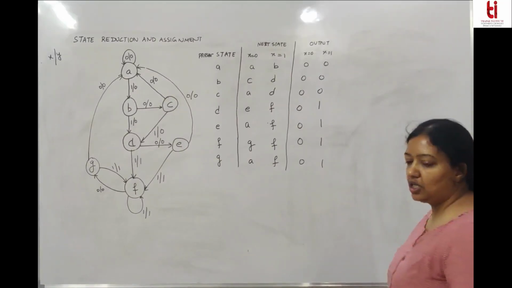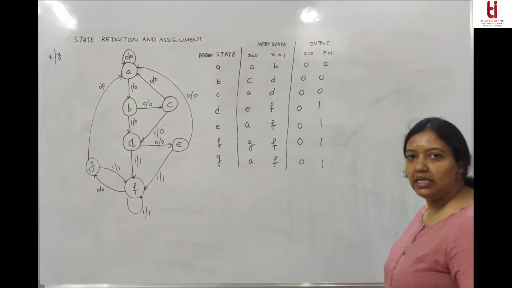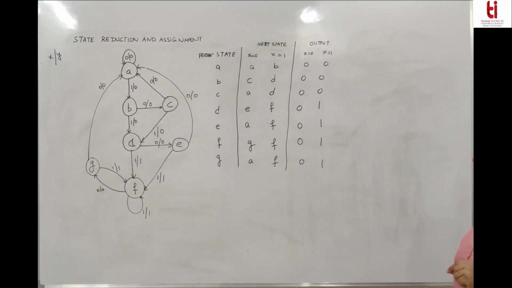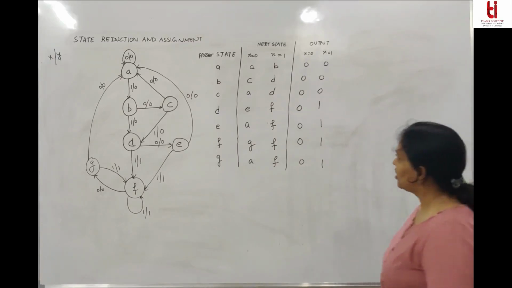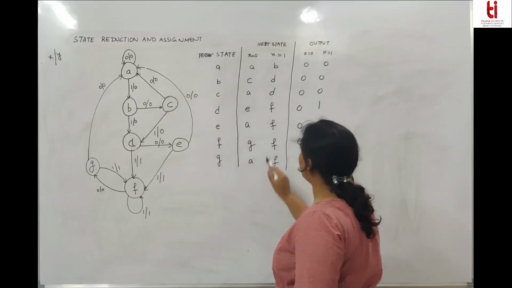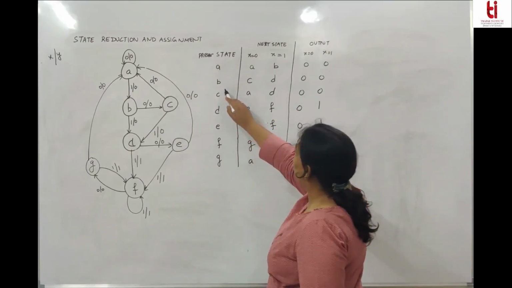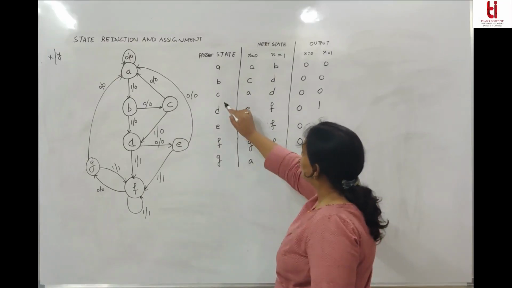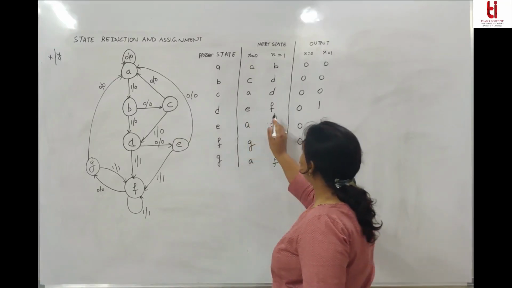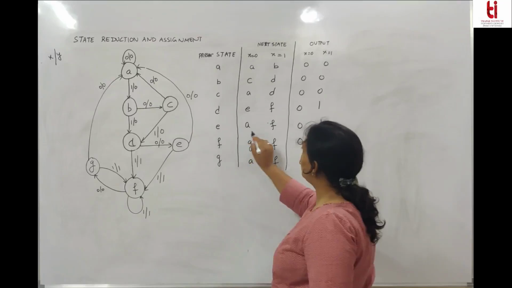The state reduction algorithm says that if from a given state, for a given set of inputs, you go to the same states, then you can remove one of the states. From A, you go to A and B for x equal to 0 and 1. Does anyone else go to A B? No, nobody goes there. From B it goes to C D, and nothing else goes to C D. From C it goes to A D, and nothing goes to A D. From D it goes to E F, and nothing else goes to E F. From E it goes to A F.